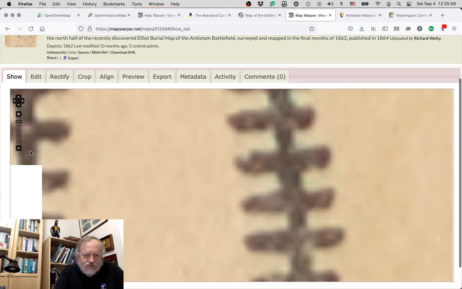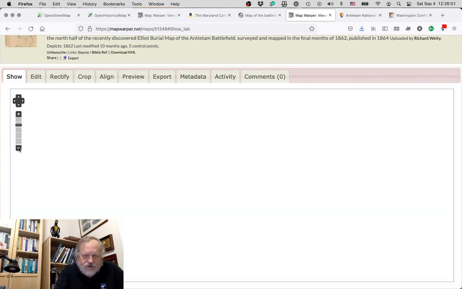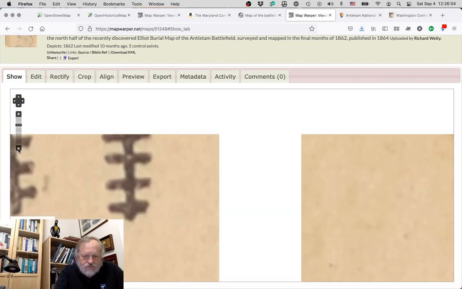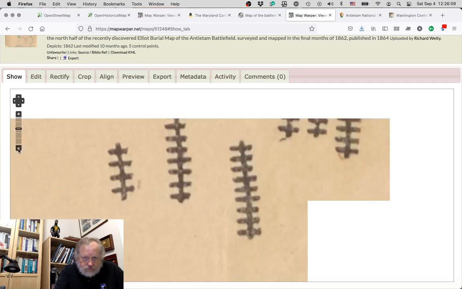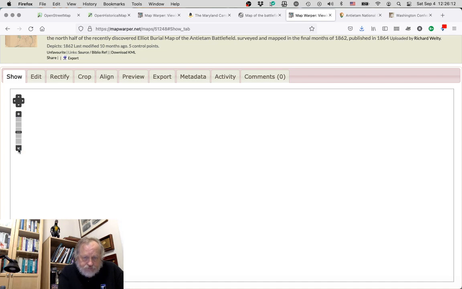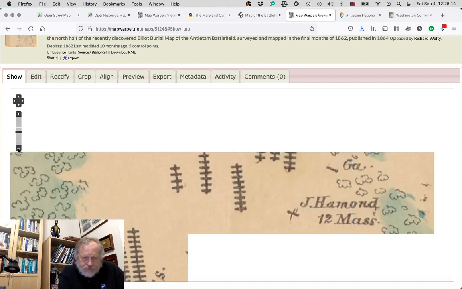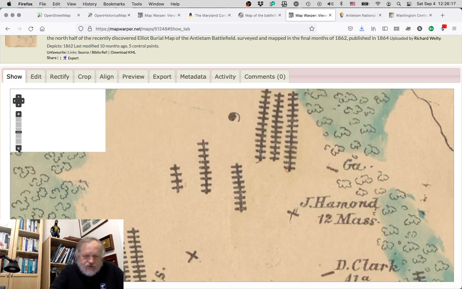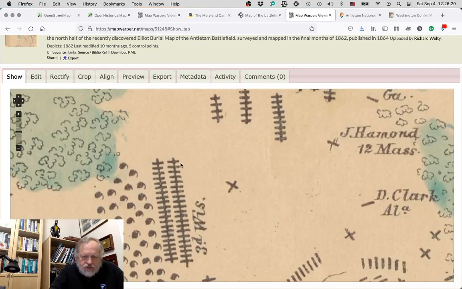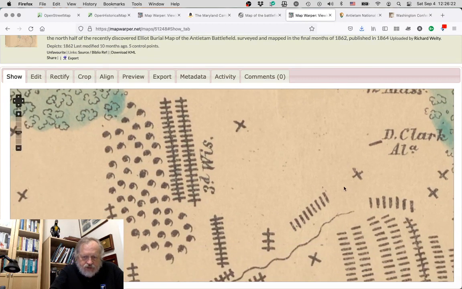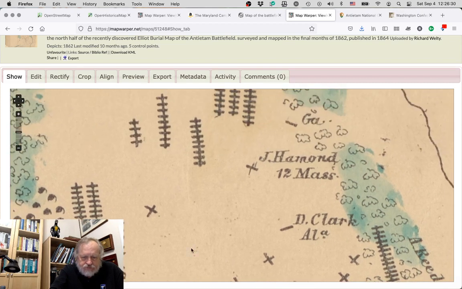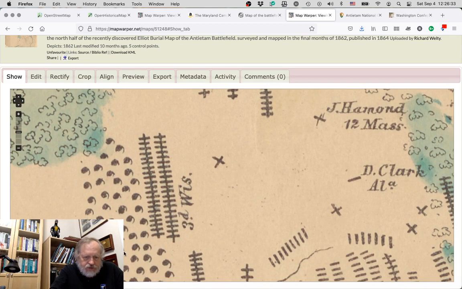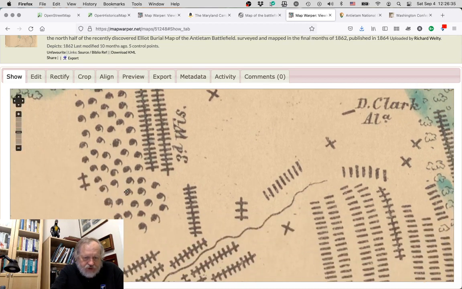So anyway, zooming back in. Okay, we zoomed in a bit too far. The burials of Union troops are represented by the lines with crosses through them. The Confederates are just lines without crosses. And the commas, if my memory serves, represent horses.